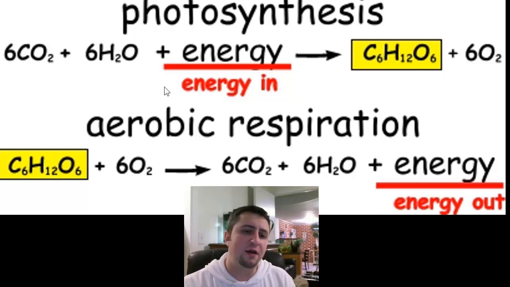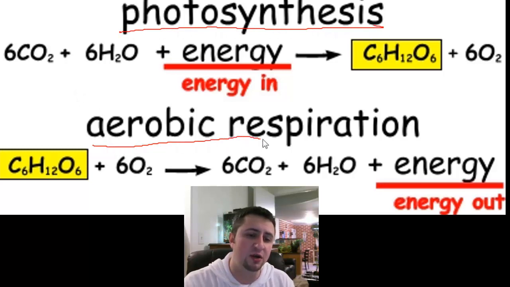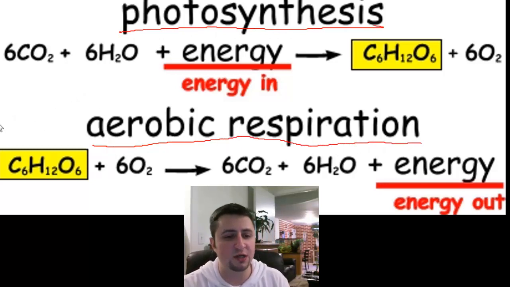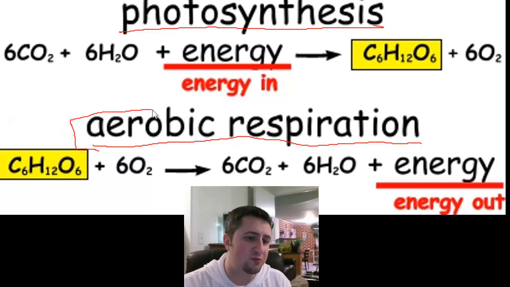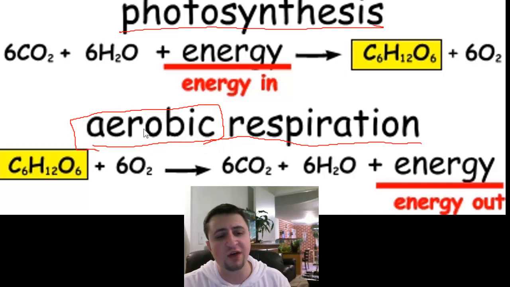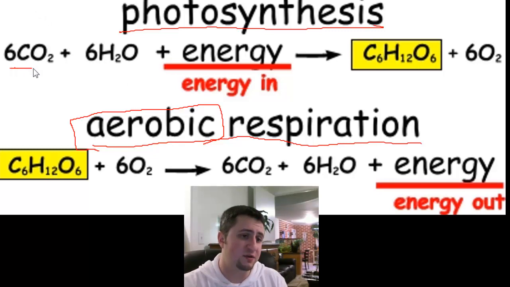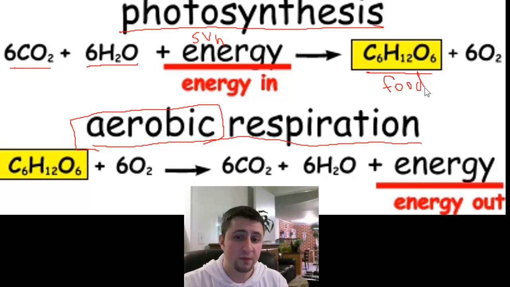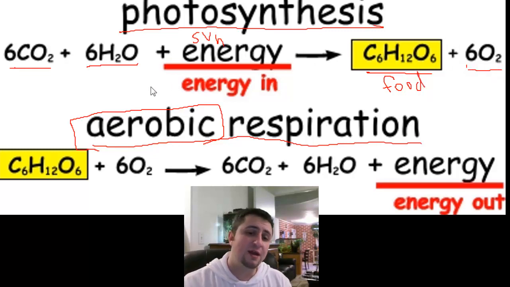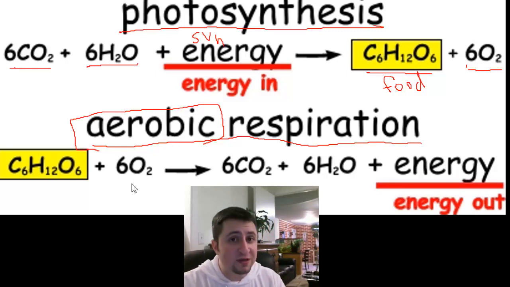So over here, guys, are the overall reactions of both photosynthesis and cellular respiration. Sometimes cellular respiration is called aerobic respiration because it requires oxygen in order to happen. So here is the overall equation of photosynthesis. You start with 6 molecules of carbon dioxide, 6 molecules of water, and then energy from the sun goes into those things called chloroplasts, and out comes a molecule of glucose, which is food, and 6 oxygens.